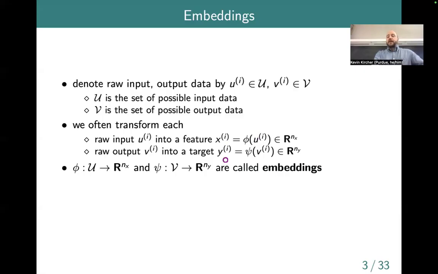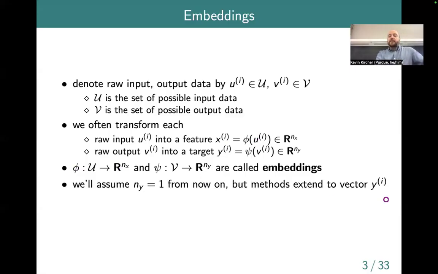And then we can do the same thing on the outputs as well. Potentially, we don't always do it, but we could. And so these transformations here, phi and psi, that basically map the raw input data into the feature for phi and raw output data into the target, we call embeddings. And so for the rest of this lecture, we'll just assume that the thing that we're trying to predict, the target y, is a scalar. So just a number. But all the methods that we're going to talk about today work equally well with minor modifications when you're trying to predict a vector of things.